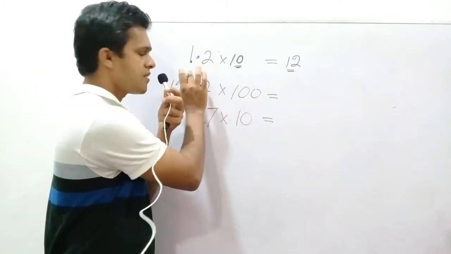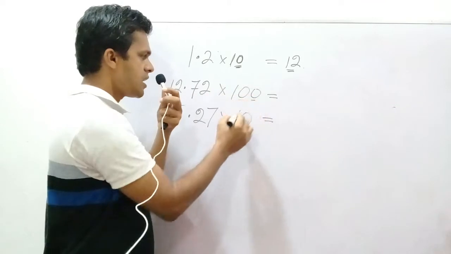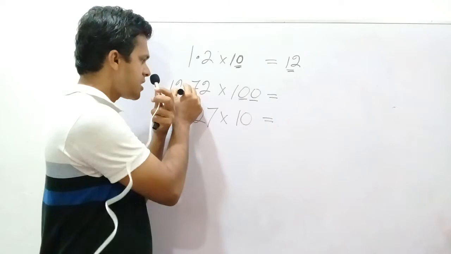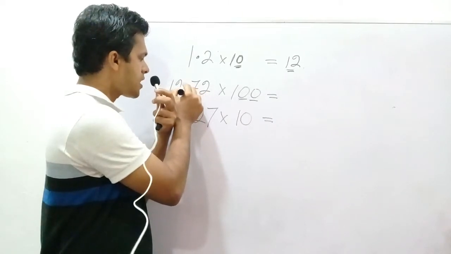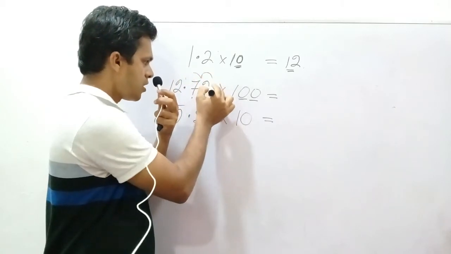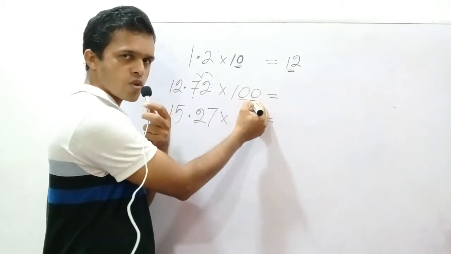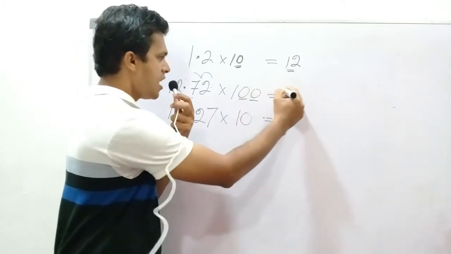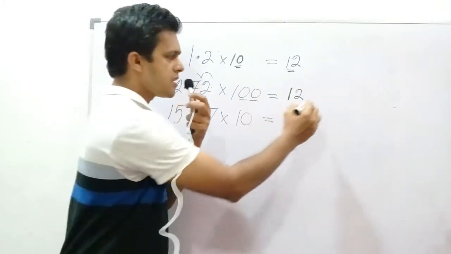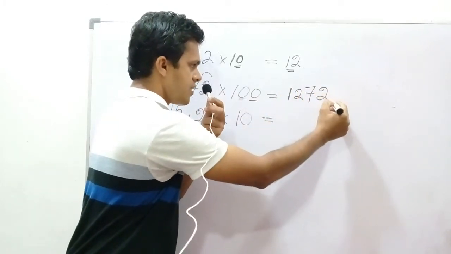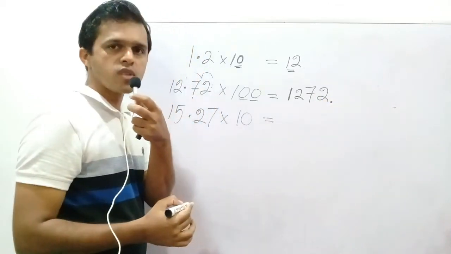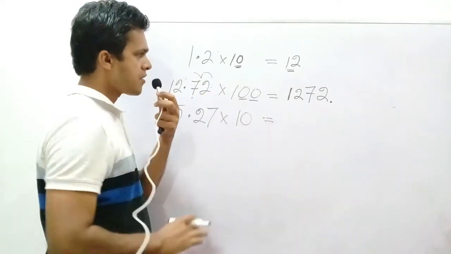If this is the right side, this is the left side. So here you could see in 100 how many zeros? 2 zeros. The decimal point comes to the right side, passing 2 digits. The reason is 2 zeros. You could see here 2 zeros. So the answer should be equal to 1272. The decimal point can be written here. Generally, we do not do that. 1272.